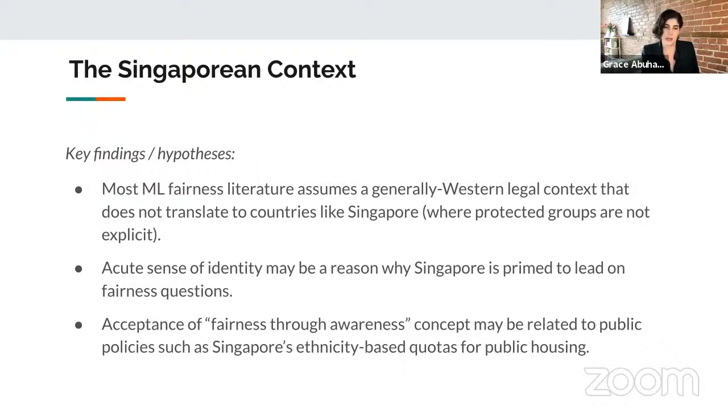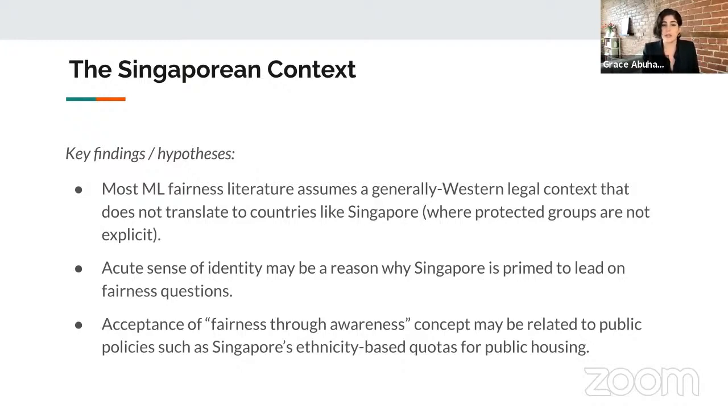The second point is that Singapore gained its independence relatively recently in the 1960s, and it's known for its melting pot culture, both by virtue of its geopolitical placement and its history. Our hypothesis is that these elements create an acute sense of identity and maybe the reason why Singapore is jumping headfirst into conversations around fairness, ethics, accountability, and transparency.